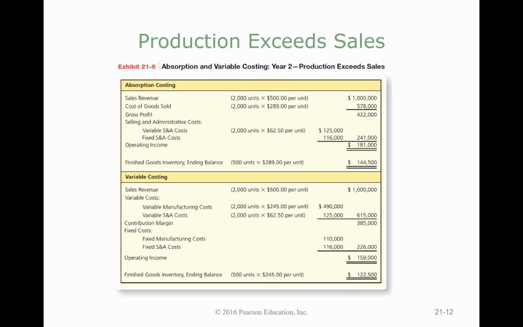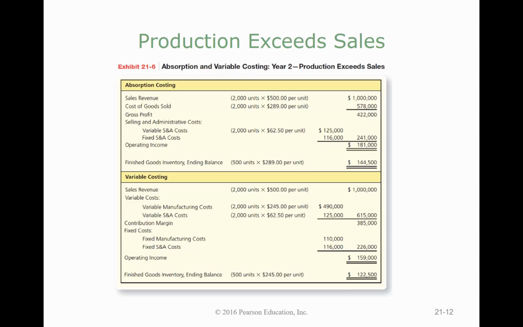Here they do cost of goods sold, which was 2,000 units times $289 per unit. Gives them gross profit. Selling and admin gives them the operating income of $181,000. And the value of the finished goods inventory will be the 500 units left over times the $289 in cost per unit, or $144,500.